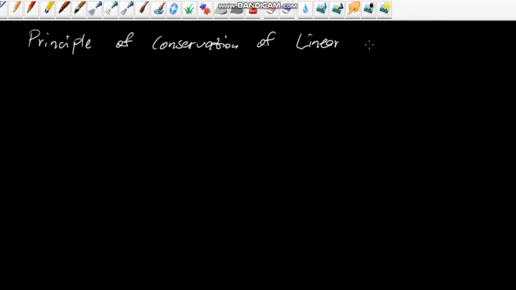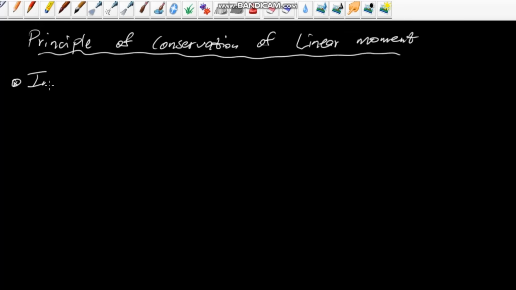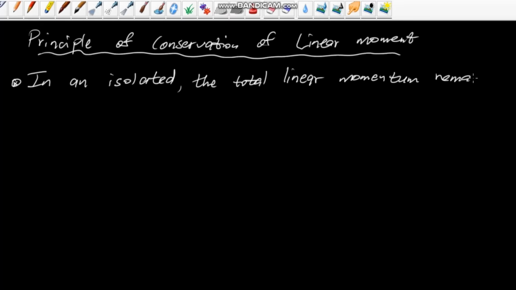Principle of conservation of linear momentum. What does it say? The principle of conservation of linear momentum states that in an isolated system, the total linear momentum remains constant.